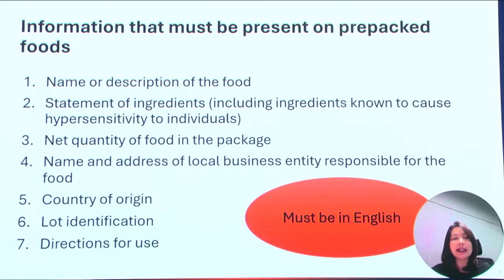Information in English. First, name and description of the food. Secondly, statement of ingredients, including ingredients known to cause hypersensitivity to individuals. It also has to be labeled with net quantity of food in the package, name and address of local business entity responsible for the food, country of origin, lot identification, and direction for use.